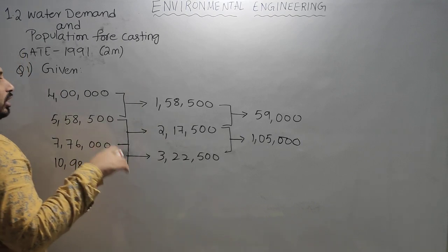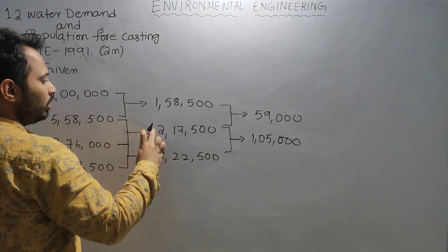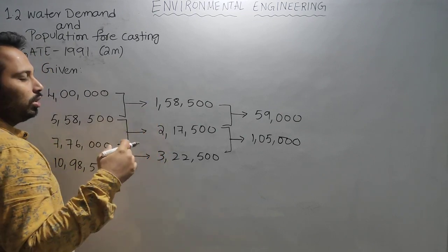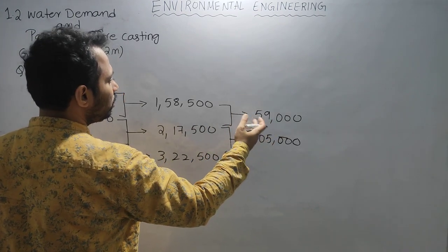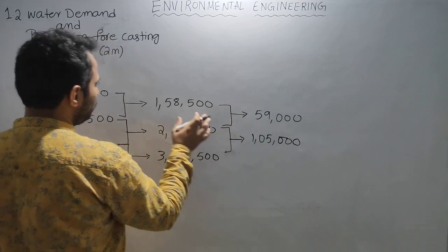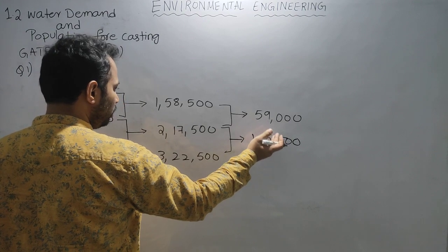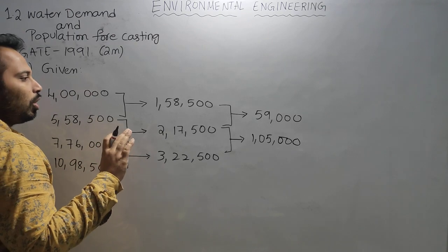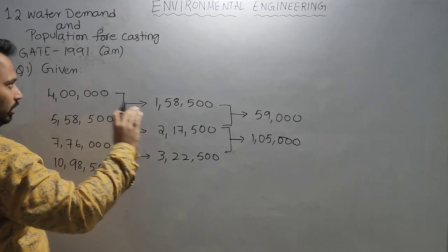Here the gap is 59,000, and here the gap is 1 lakh 5,000. So this is the rate of growth, and the rate of growth is also increasing. This is how the growth rate is varying. So let us do this with the normal conventional method. First of all, let us do the arithmetic method.